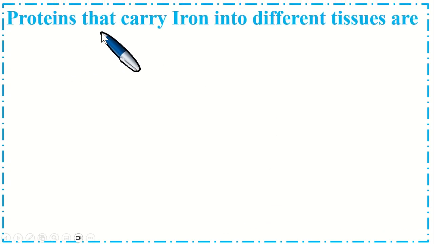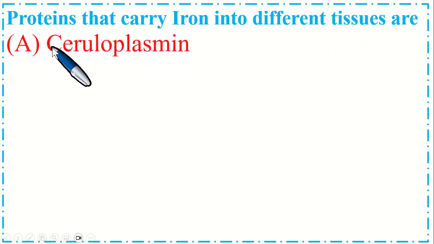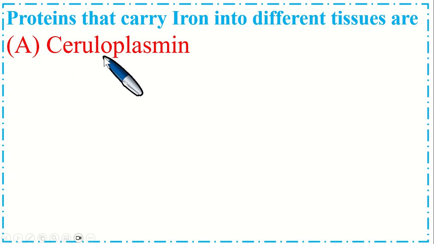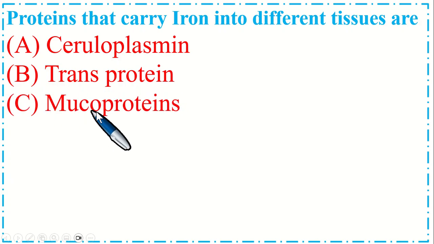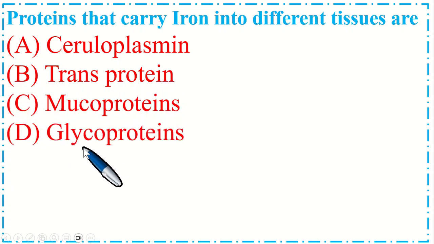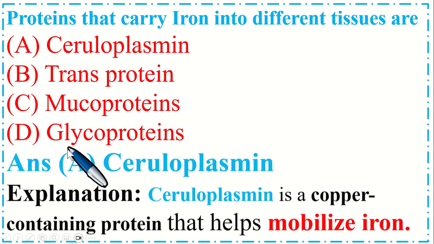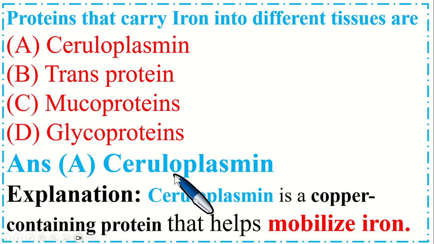Proteins that carry iron into different tissues are option A ceruloplasmin, B transprotein, C mucoprotein, and option D glycoproteins. So the correct option is A ceruloplasmin. Ceruloplasmin is a copper containing protein that helps mobilize iron.